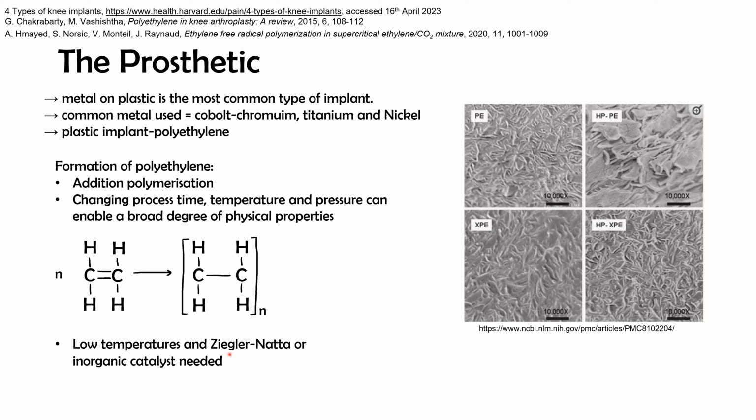However, research has identified that multiple initiators can be used as long as they prove to be soluble in supercritical carbon dioxide, which is used as a solvent. Changing the reaction time, temperature, and pressure enables a broad degree of physical properties which make polyethylene so useful. This is a diagram of a microscope that shows the difference between highly cross-linked polyethylene with polyethylene.